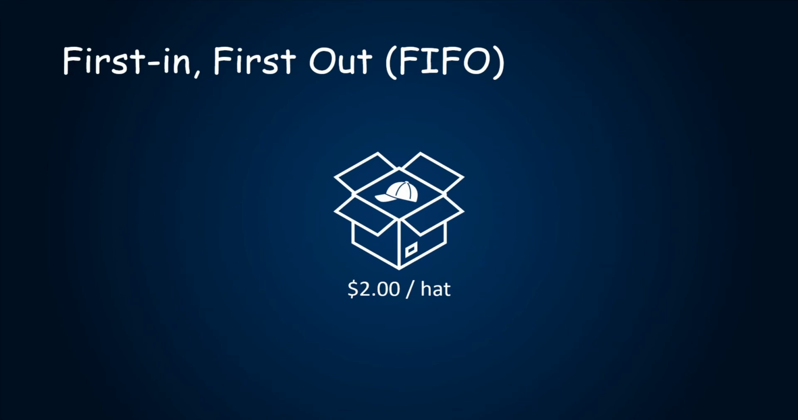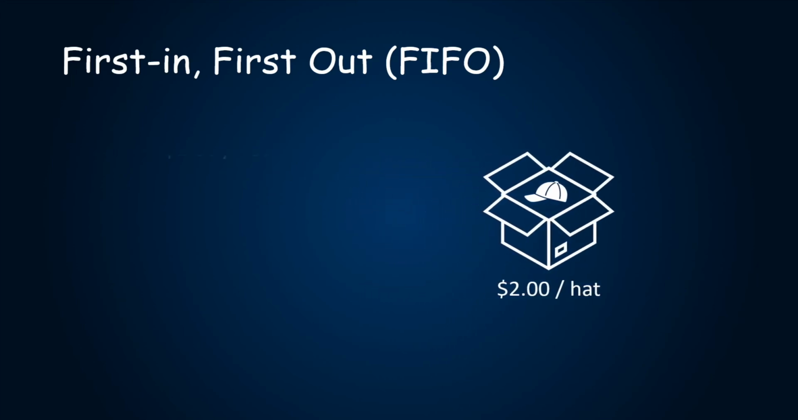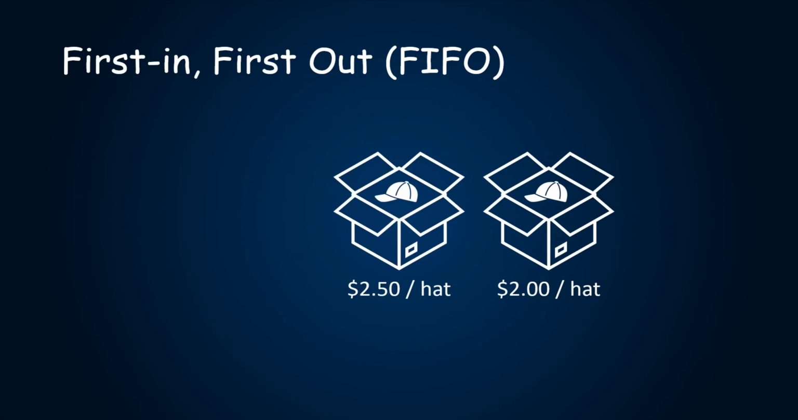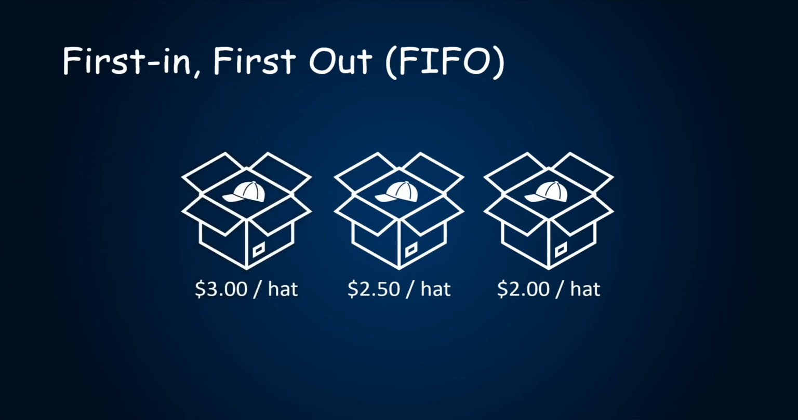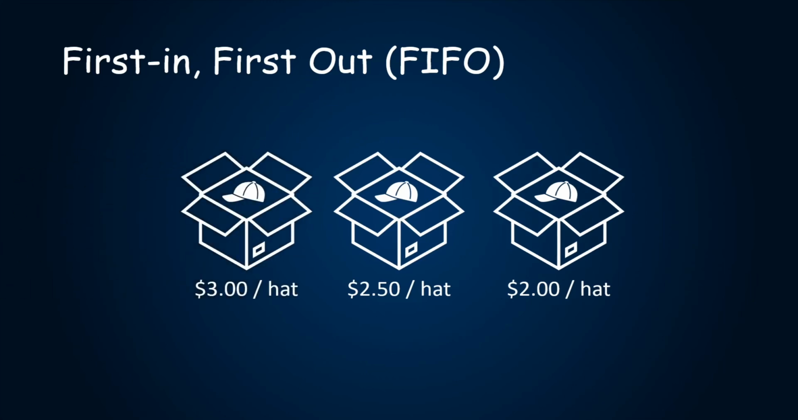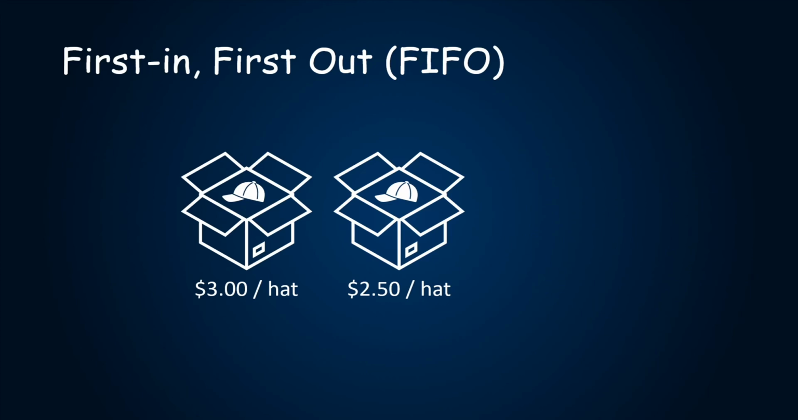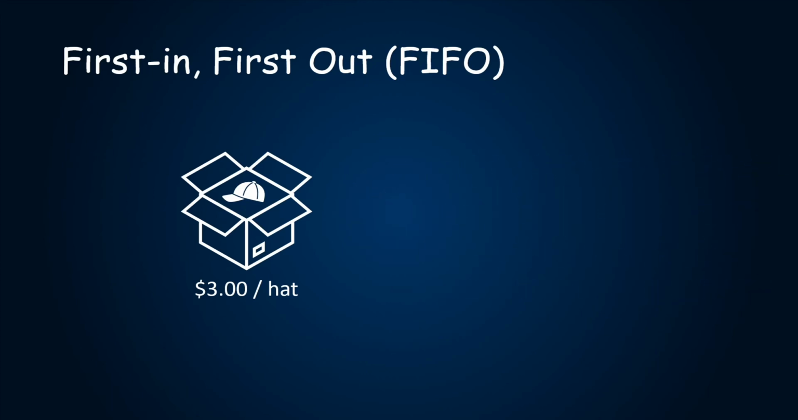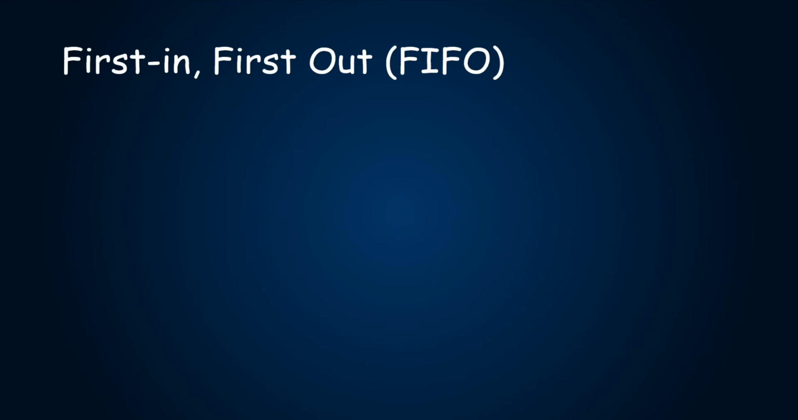Well, we can apply an inventory costing assumption. First in, first out is just that. The first batch of hats that you bought, the first in, are the first ones that you will assume were sold. So we got more hats after the $2 batch at $2.50. You got more after that at $3, and the $2 hats are the first ones that you assume to have sold. Then you sell the $2.50, and then finally the $3 ones are sold. That's the flow of the first in, first out method, and that's how it works.